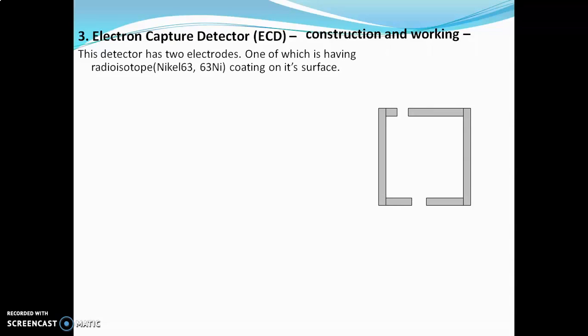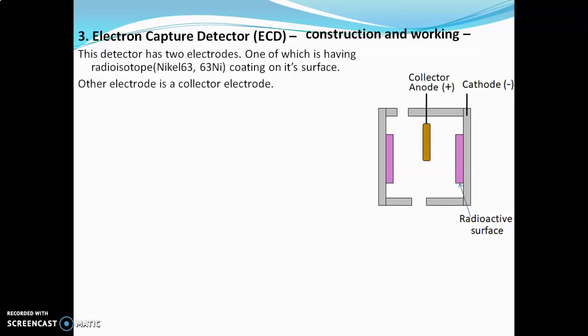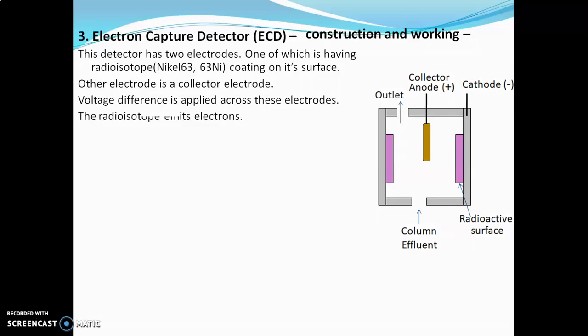This detector has two electrodes. One electrode is coated with the radioactive isotope nickel 63. Here in this case the cathode surface is coated with the radioactive isotope. The other electrode is the collector electrode. It is the anode in this case. A voltage difference is applied across these two electrodes. There is an inlet for column effluent and there is an outlet.